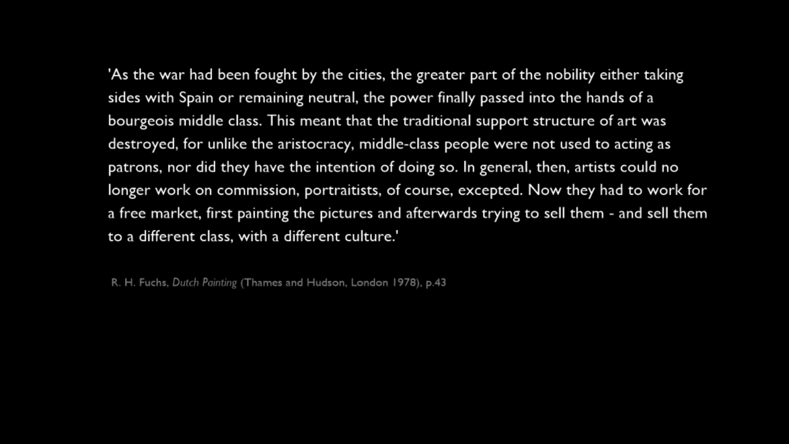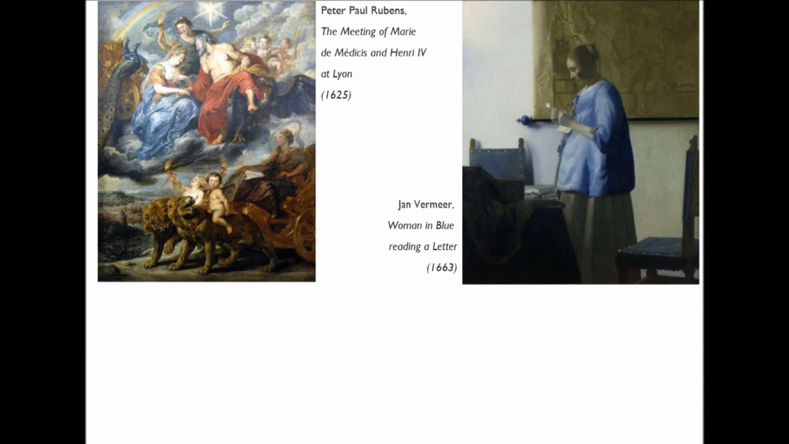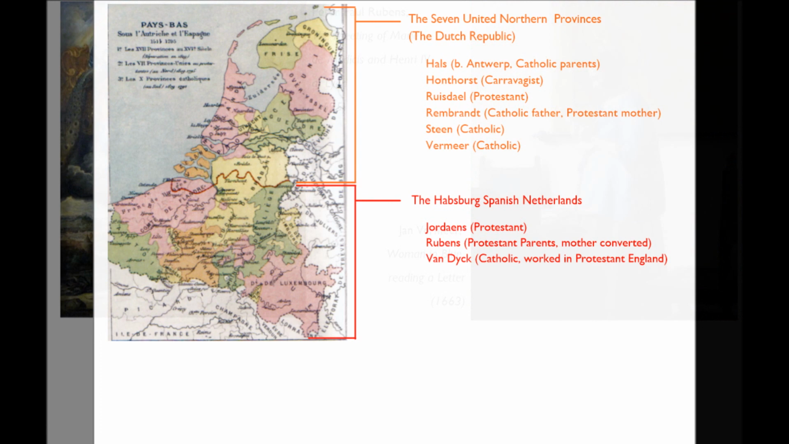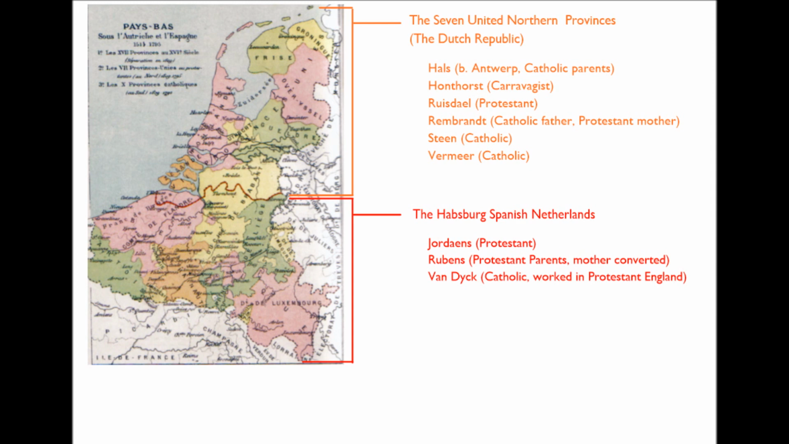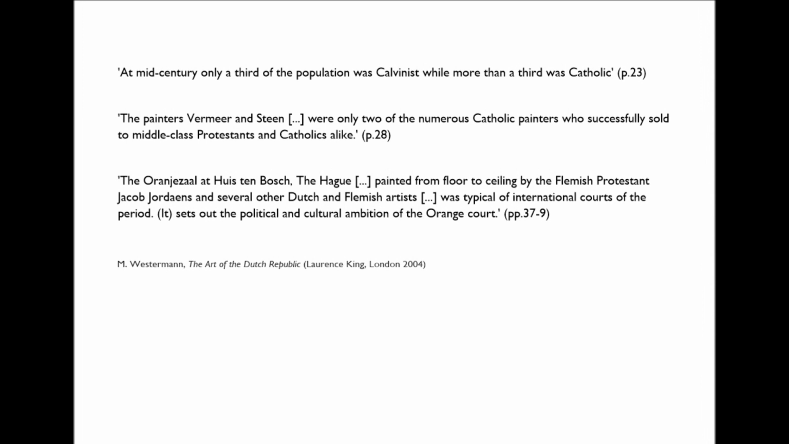However, there needs to be a nuanced view of this dichotomy between Flemish art of the Catholic South, as epitomized by the works of Rubens, and the art of the Protestant North, encapsulated in the oeuvre of Vermeer. Vermeer was a Catholic, while Rubens was raised a Protestant before his mother converted out of expediency. There are numerous examples of other artists who do not tidily fit the Catholic South, Northern Protestant model. As Festermann points out, Calvinism was not consistently the majority religion.